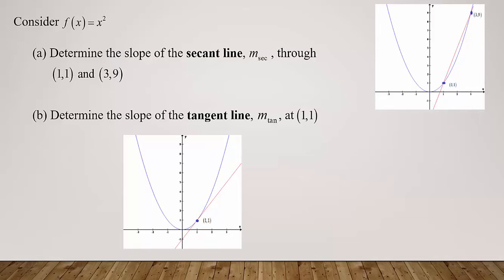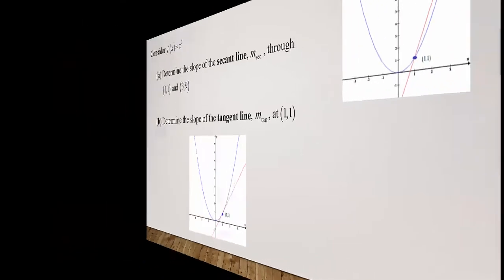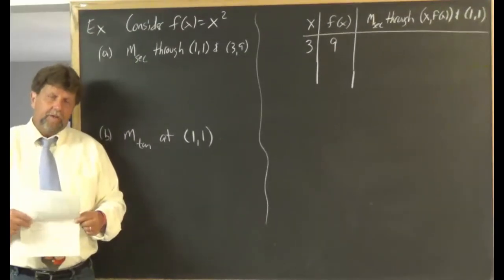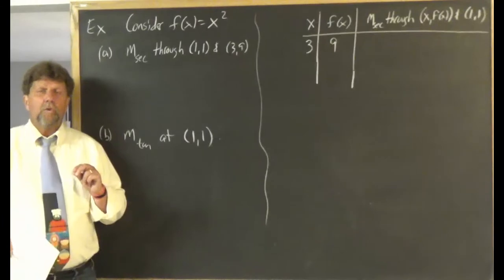And in order to do parts A and B, I'm going to head off to the chalkboard to work through it. So get this written down. Really important topic that we're discussing here. And I'm heading off to the chalkboard. All right, folks, in this example, we looked at the function f of x equals x squared.